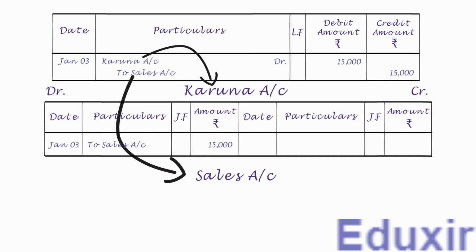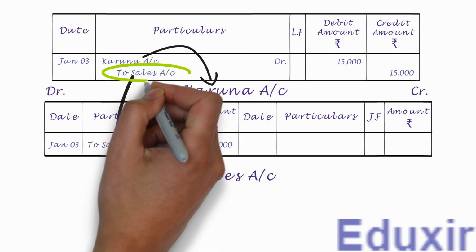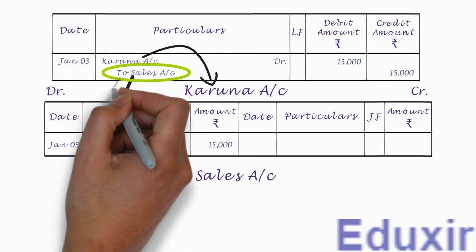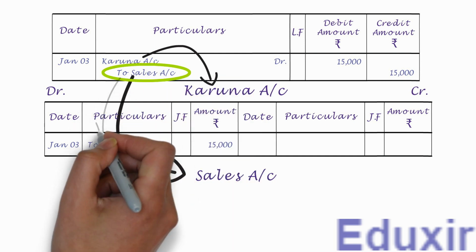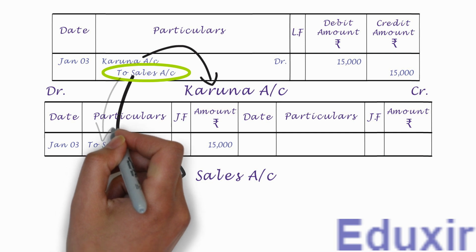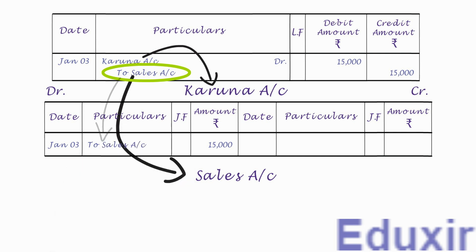Note here that in the journal, the sales account is the credit entry. That credit account name has to be entered into the particulars column of the Karuna account's debit side. If this is a bit confusing, you can go through this description once again by replaying this part of the video. It is important that you understand this before we proceed next.